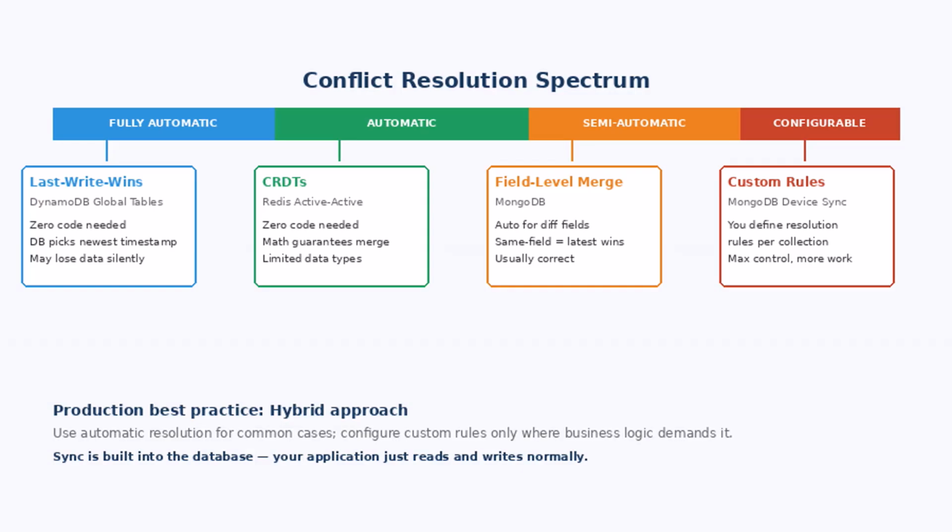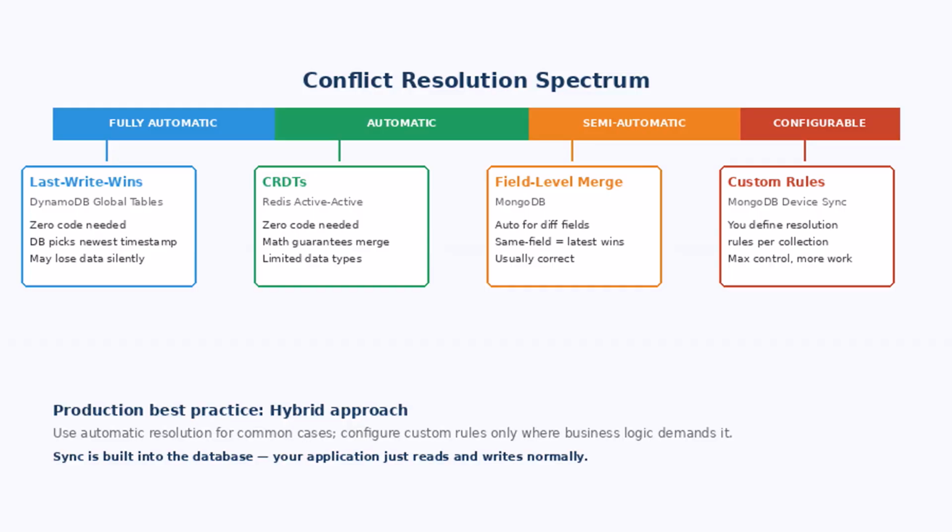True position 5 requires a database that runs locally on the device. MongoDB Atlas Device Sync, formerly Realm, is designed exactly for this. A lightweight MongoDB instance runs directly on the device. Users read and write locally with zero latency, even with no network. When the device reconnects, Device Sync handles replication automatically.